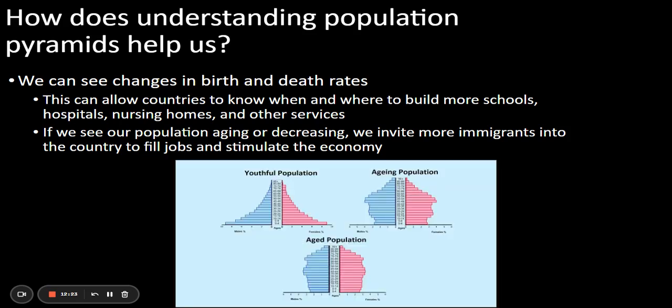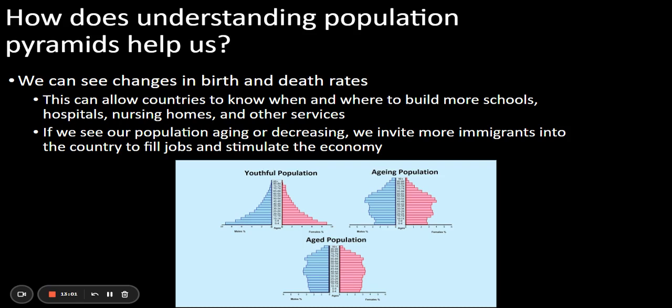So, how does understanding population pyramids help us? The big why does this matter? Who cares? We can see changes in birth and death rates. This allows countries to know when and where to build more schools, hospitals, nursing homes, and other services. This allows us to understand the population almost holistically. If we see our population aging or decreasing, we invite more immigrants into the country to fill jobs, which stimulates the economy. This also allows us to determine development, least developed, which is what we've talked about.